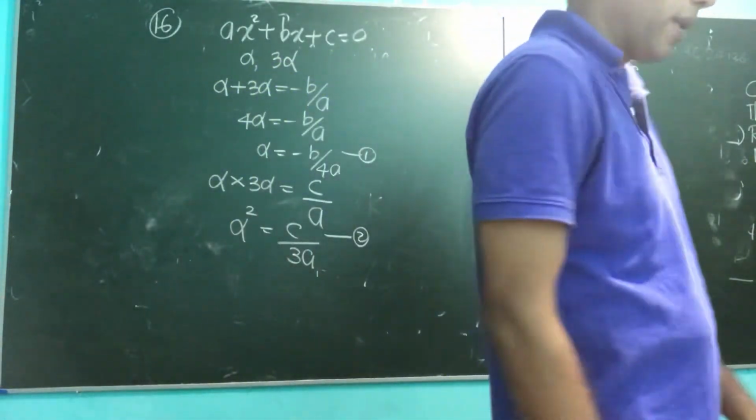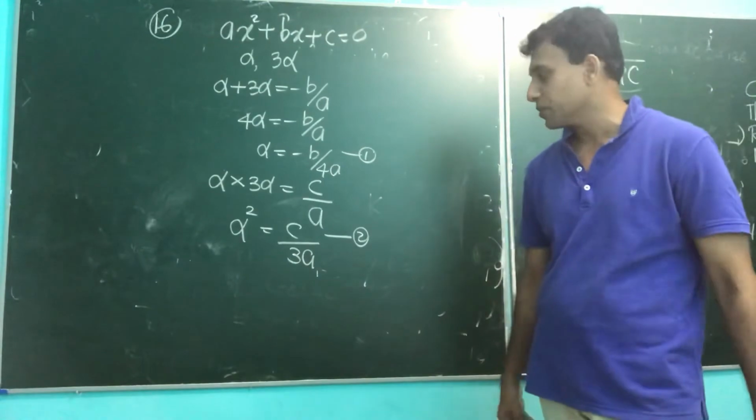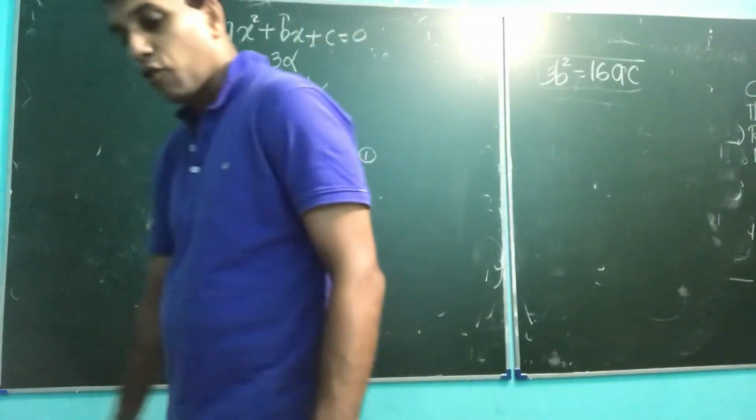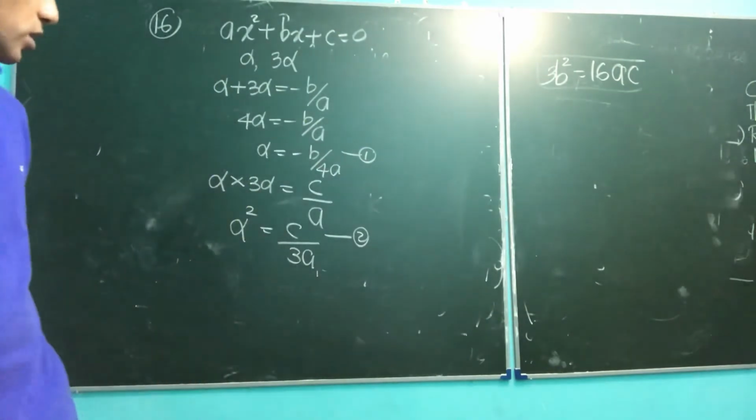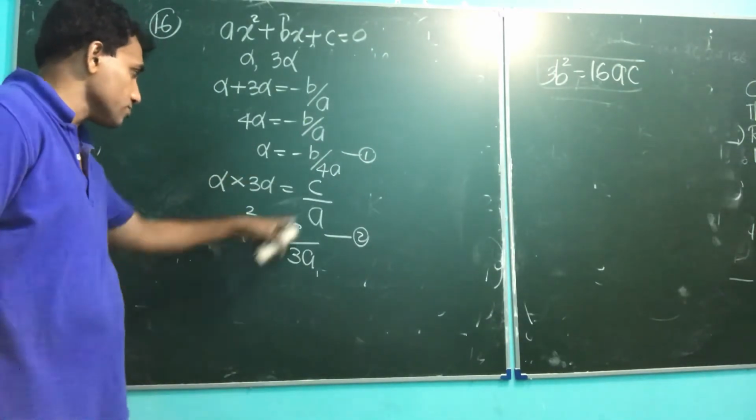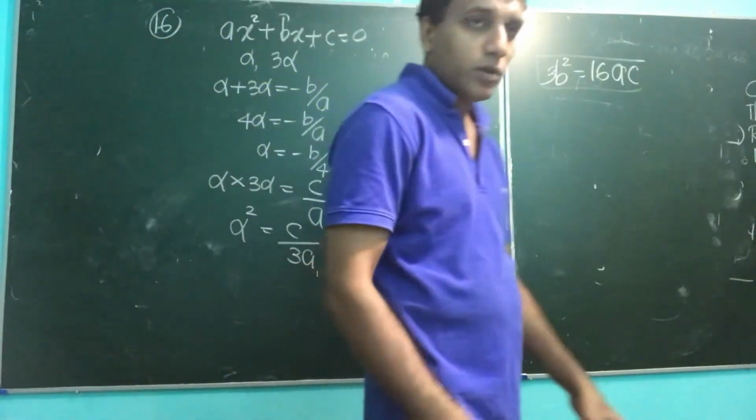This is pure maths work, simple O-level or basic mathematics. Remove the alpha. Put alpha as minus b over 4a into the second equation, and connect it and get the answer.